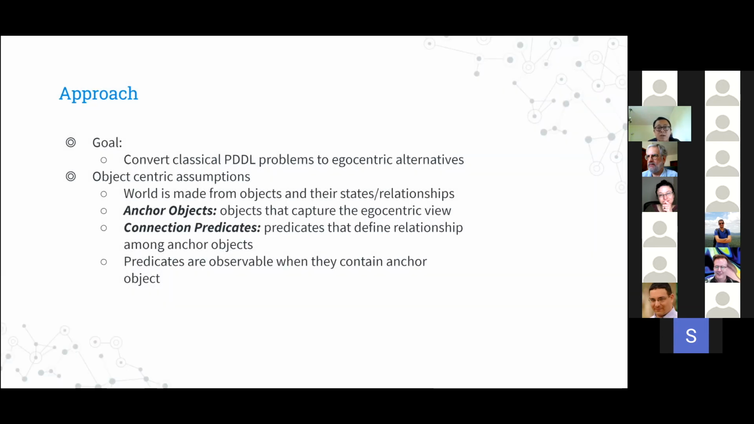In this work, we focus on converting classical planning problems defined in PDDL to egocentric alternatives. We take an object-centric view of the world and assume the world is made of objects, and their states and relationships are defined by predicates. We assume that there exists a set of objects that define the egocentric vision of an agent, and we call these objects anchor objects. We also assume that a planning problem has a set of connection predicates that demonstrate how anchor objects are related to each other. Thus, our algorithms require the user to define a set of anchor objects and connection predicates in any domain.